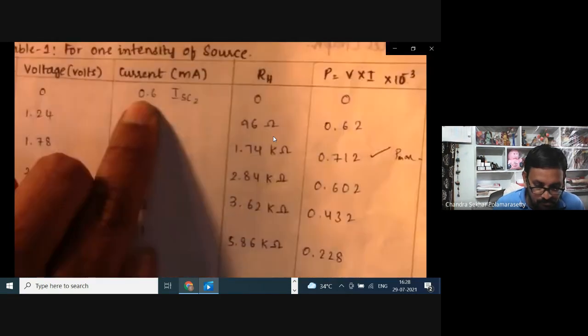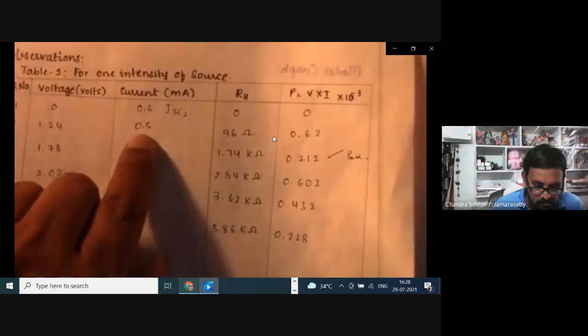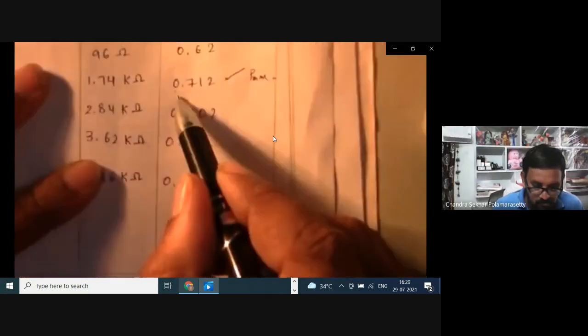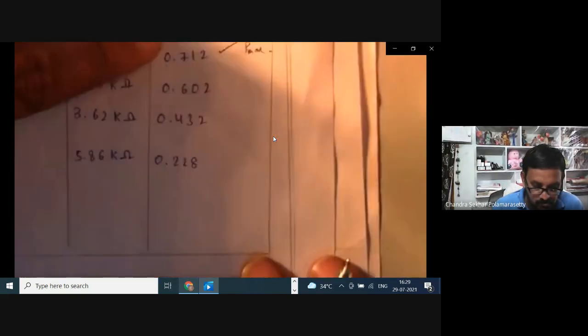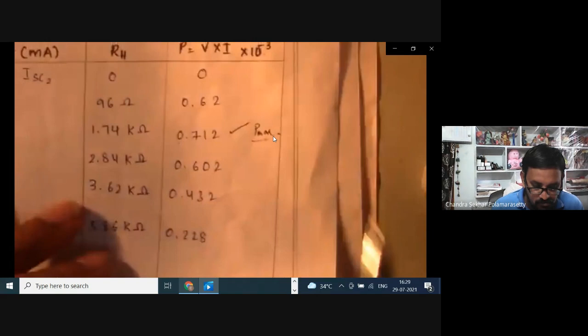Take voltage along the x-axis, take current along the y-axis. Here, each 2 units is 0.5 volts. Here you observe along the x-axis, the voltage axis. So here, 2 units together are taken as 0.5 volts. Here also 2 units together are taken as 0.5 volts. It becomes 0.5, 1, 1.5, 2, 2.5.